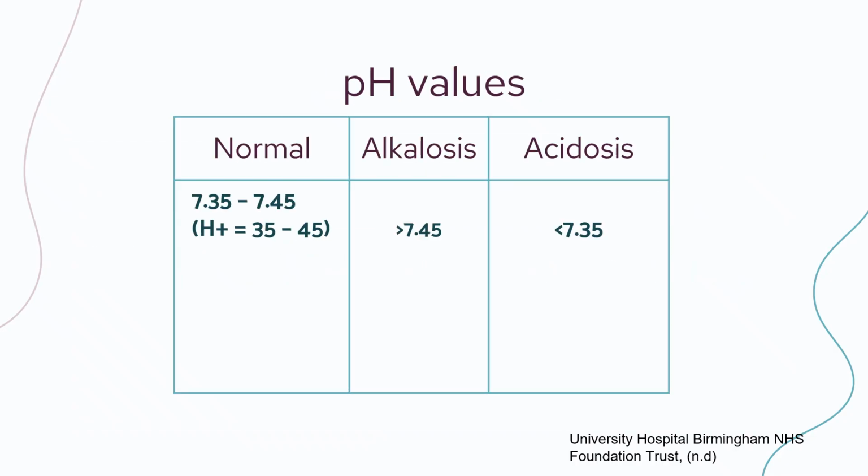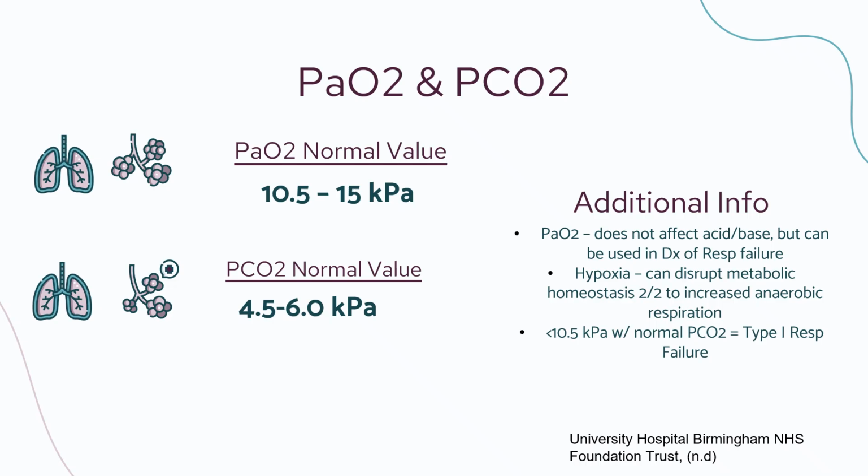Now we're going to look at the pH values. So for normal, it's between 7.35 to 7.45. And the hydrogen ion is between 35 to 45. For alkalosis, it is when the pH value is greater than 7.45, and for acidosis, it is when the value is less than 7.35. Okay, so now we're going to review the PaO₂ and PaCO₂.